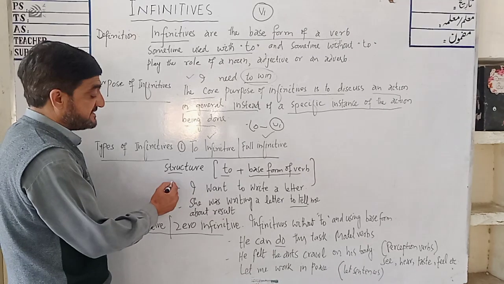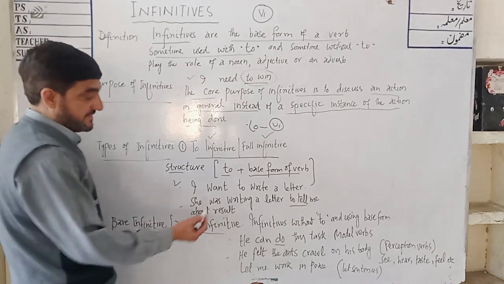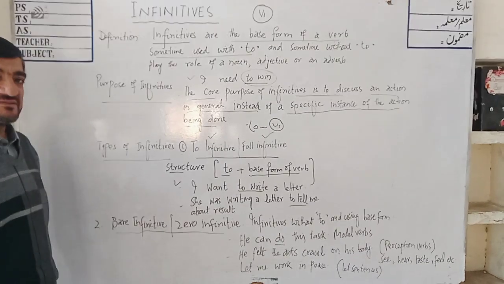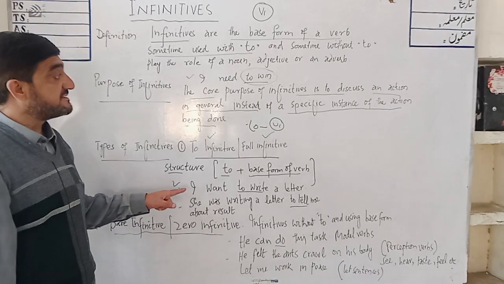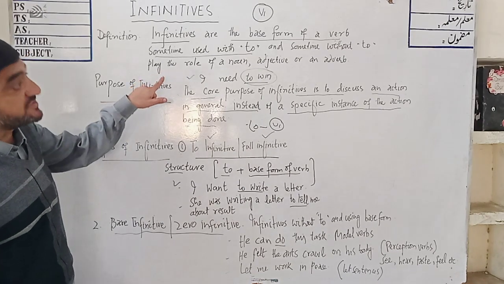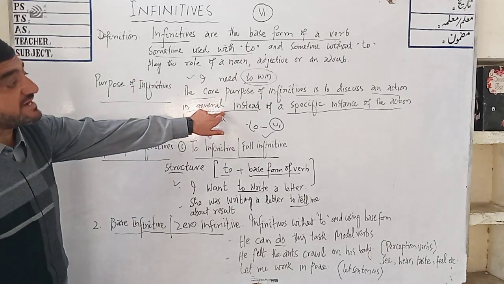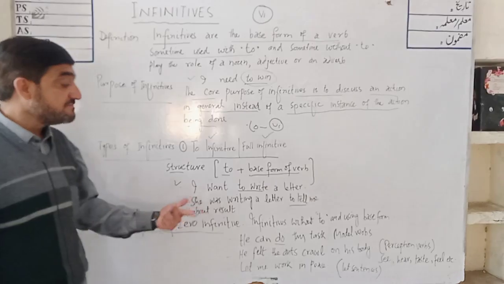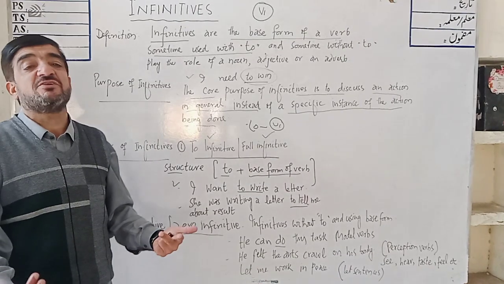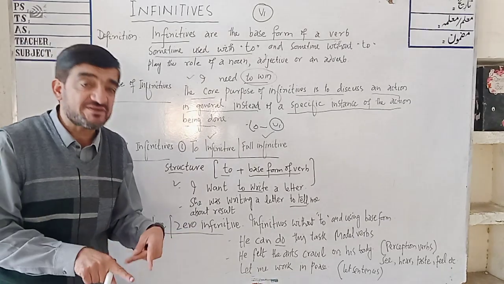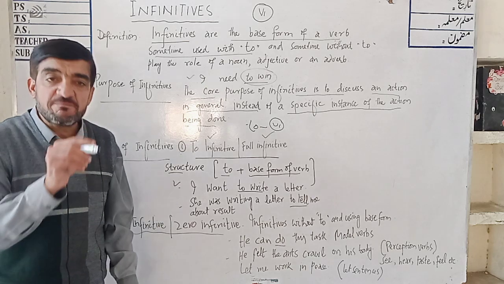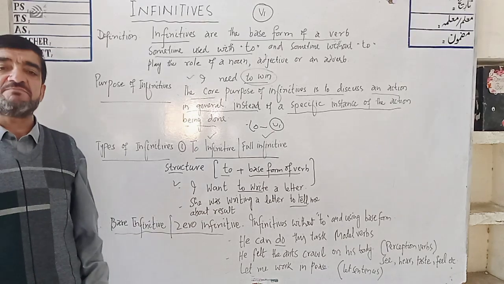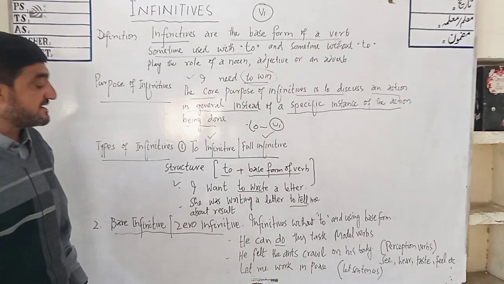You can see here example. I want to write a letter. It means that action has not taken place and it refers to general. An action in general, not in specific. Means it is my planning to write you a letter, but I haven't written a letter to you. I haven't picked up the paper. I haven't picked up the marker. I haven't picked up the pen to start writing.